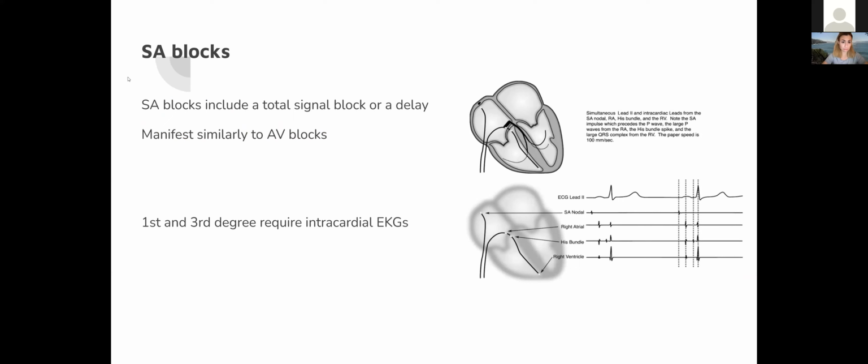Sinoatrial blocks are usually not found at all inside a normal EKG. You'd have to get an internal ECG or EKG to detect. And here's an example of how it divides up those signals. You can see where this SA node goes off, the right atrium, and see how it lines up to a normal surface ECG.